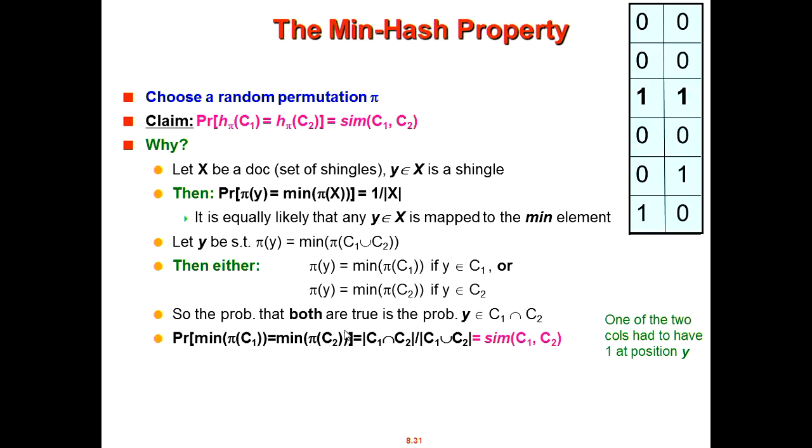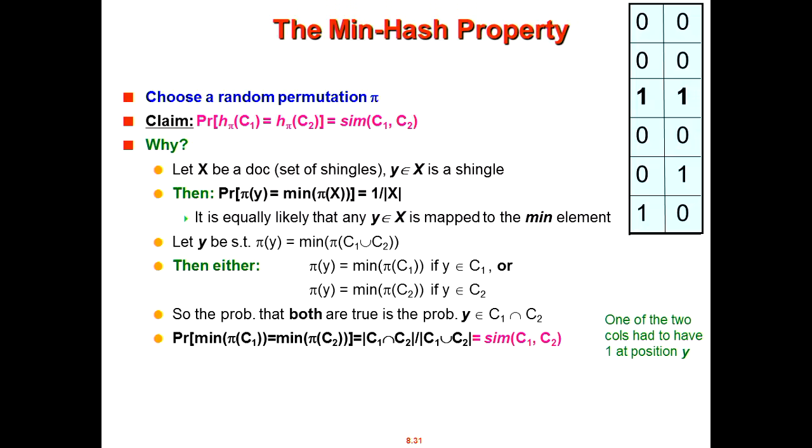So the probability that both are true is the probability that y is in both C1 and C2, which means that the first one of C1 in permutation pi and the first one of C2 in permutation pi have the same result. They have the same position. It should be the number of the common ones, okay, so that's the number of common ones divided by all the ones in both C1 and C2. Okay, so that's here. I'll try to repeat this again. Why is the probability like this? This probability means that the position of the first one in C1 and the position of the first one in C2 are the same, right? If they are the same, it means that both columns have a 1 at this position, right?